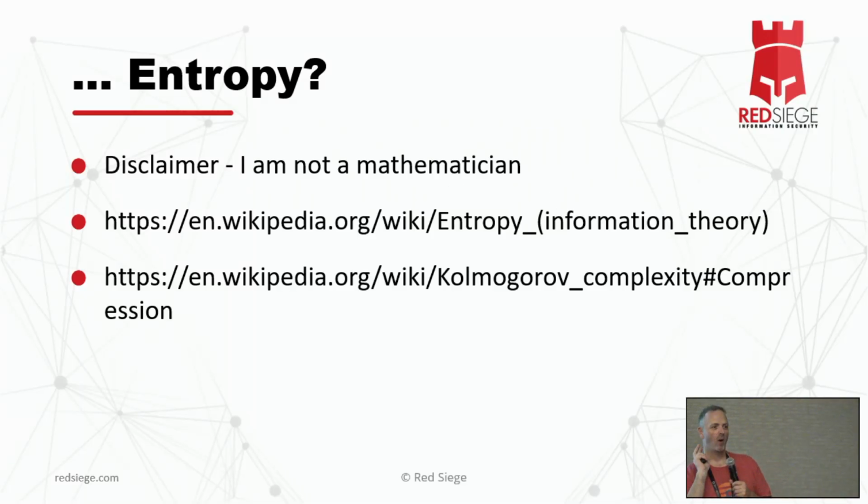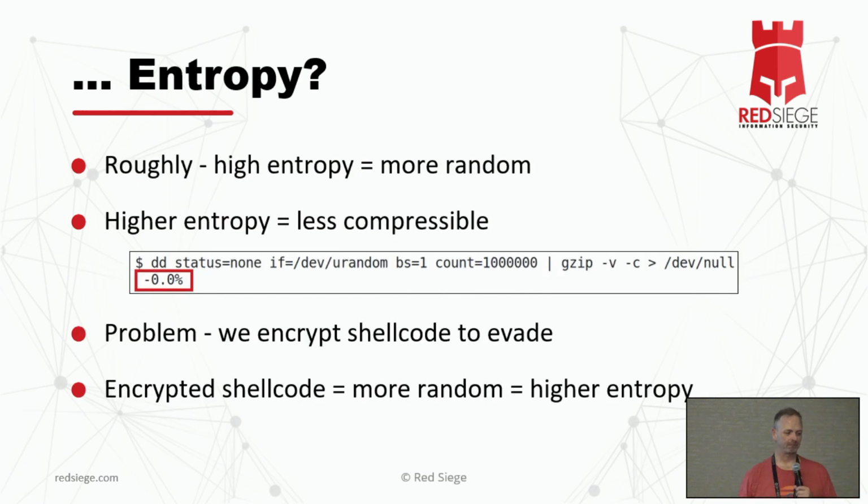So I want to make a disclaimer. I am not a mathematician, so I may not be explaining these concepts completely correctly, but I'm going to do my best job. We're going to talk about entropy as it relates to information theory, not the heat death of the universe. Although these things are related, we're going to stick with computer science. So we're going to talk about information theory. We're also going to talk about something called Kolmogorov complexity. So let's talk about entropy and find out why it's important.